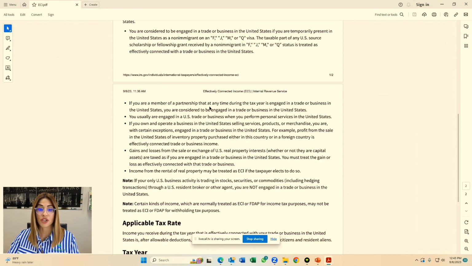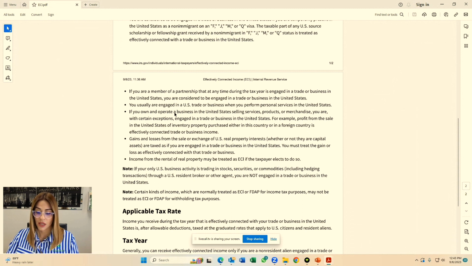Let's see what else I highlighted here. If you're a member of a partnership that at any time during the year is engaged in a trade or business in the U.S., you're considered to have ECI. Okay. The partnerships are usually LLCs with 2 or more people. That's the most common formal partnership agreement. Okay. You are usually engaged in a U.S. trade or business when you perform personal services in the U.S. So again, if you're literally here performing a service, then that is effectively connected income.